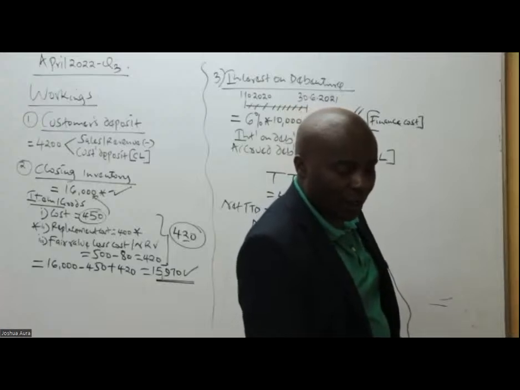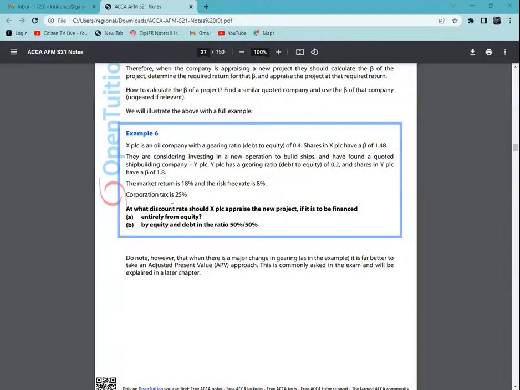So here we are, we're discussing this very important model called Hamada's model. You're told here XPLC is an oil company whose gearing ratio, debt to equity, is 0.4. Shares in XPLC have a beta of 1.48. They are considering investing in a new operation to build ships and have found a quoted shipbuilding company, YPLC. YPLC has a gearing ratio of 0.2, and the shares in YPLC have a beta of 1.8.